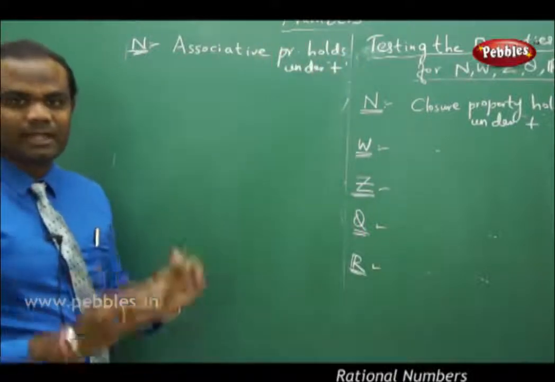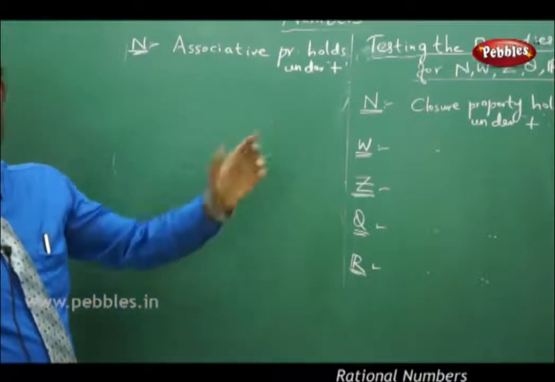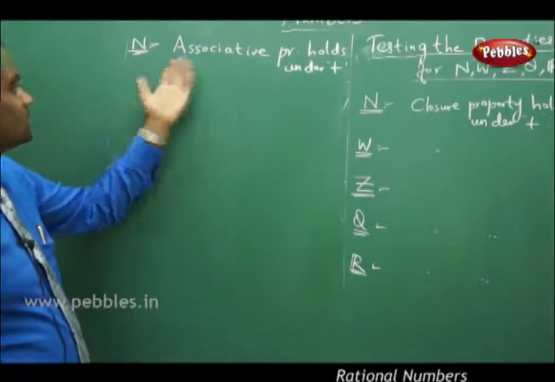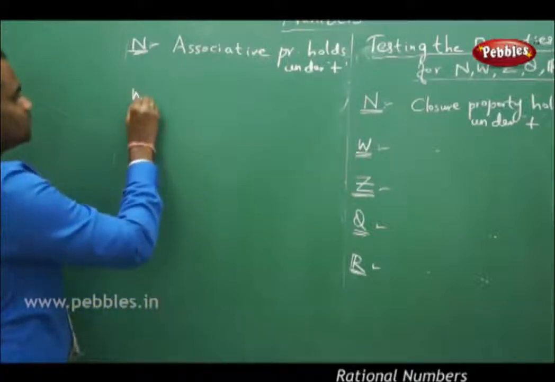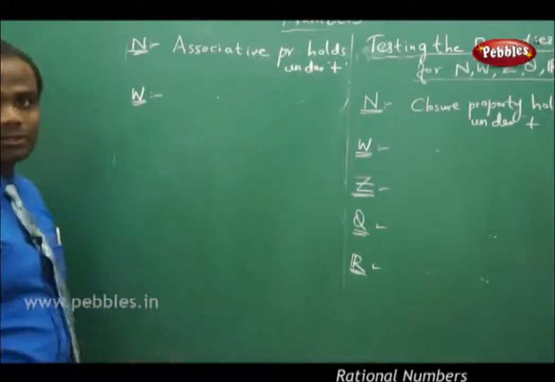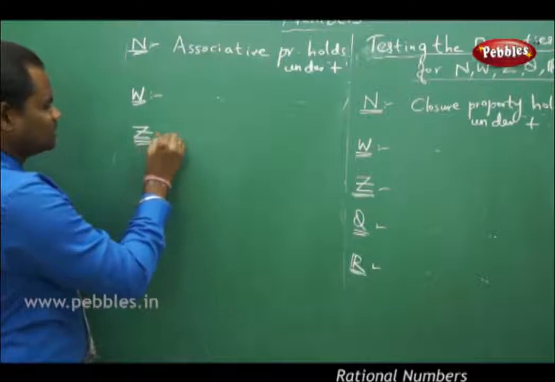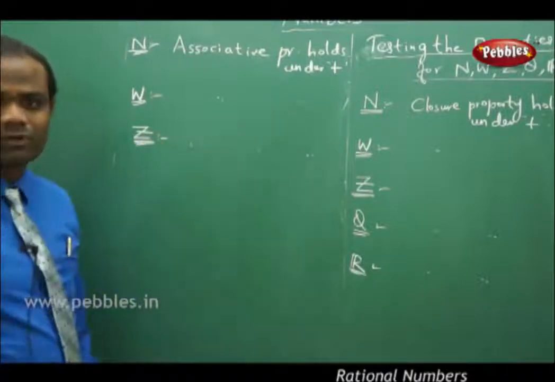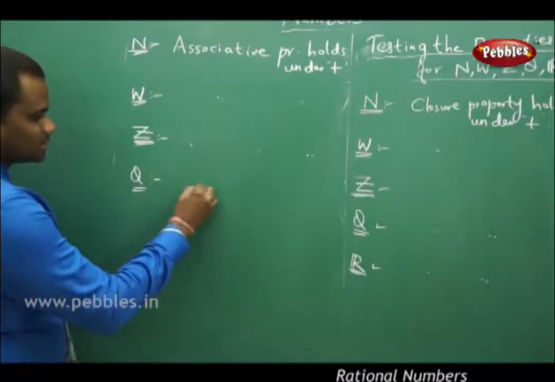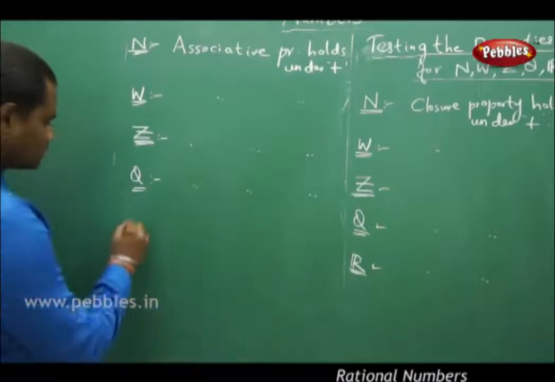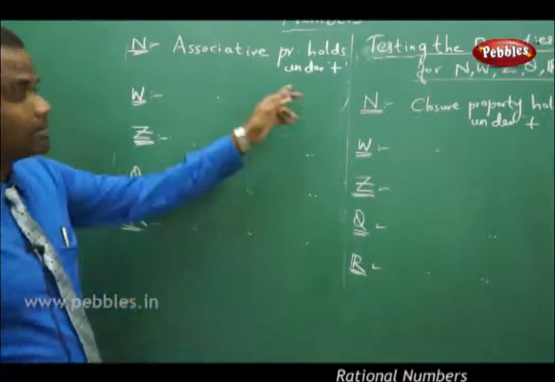Take any three numbers, add them as (a plus b) plus c and a plus (b plus c), then associative property would satisfy both on the left hand side and the right hand side, thus making natural numbers hold the associative property under addition. The same is the case with whole numbers, where the associative property holds without any failure. Even the set of integers also holds for every integer taken into consideration. Even the set of rational numbers, which we already discussed in the previous case, also holds. And all the real numbers also hold the associativity property under addition.